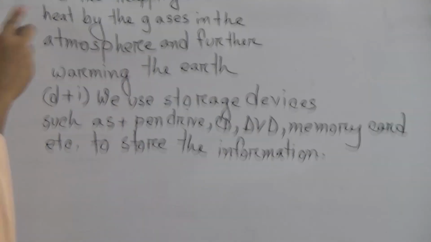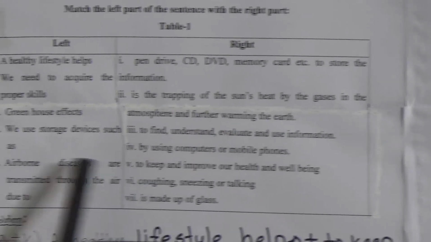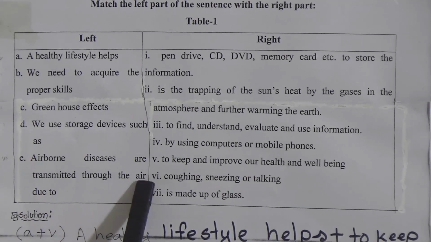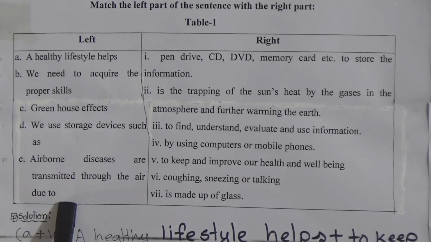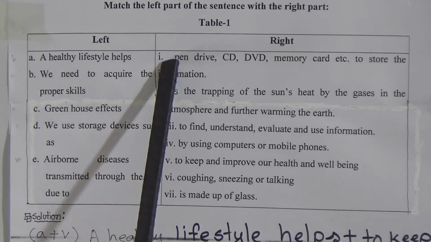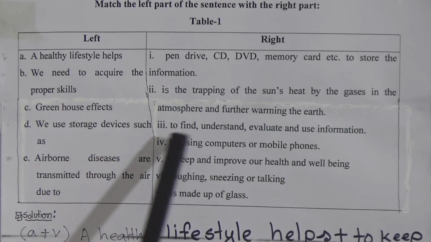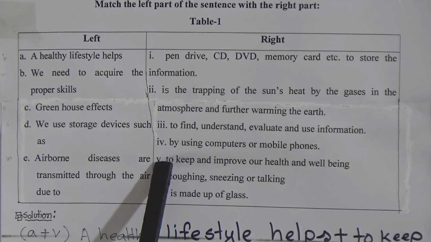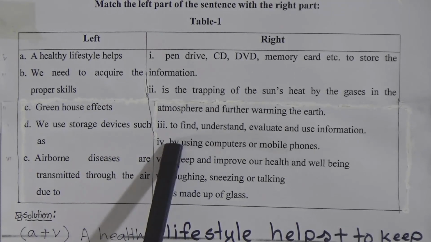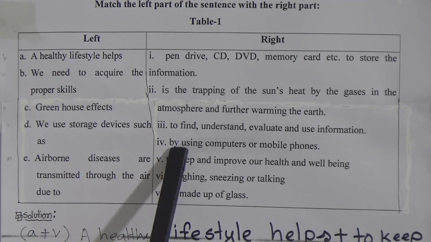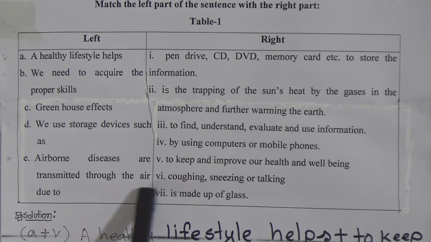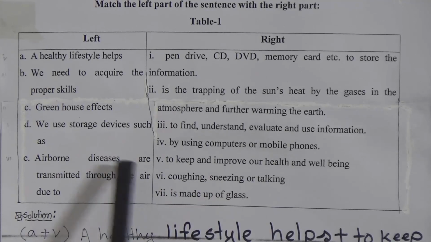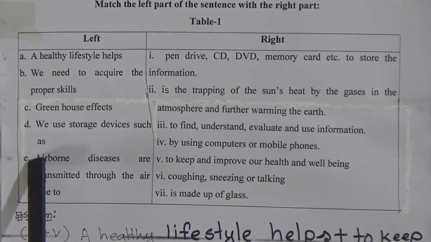Now we will match the last one of table number 1. Airborne diseases are transmitted through the air due to... The first one we have matched, the second one also we have matched, the third one we have matched, now the fifth one also we have matched, then only 3 is left. This one is not the correct option, and this one is the correct option. Then we have to match E with 6.